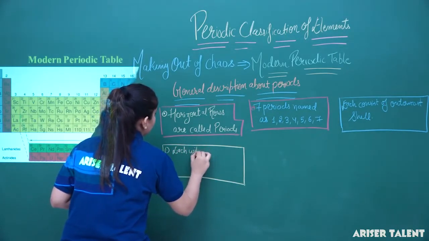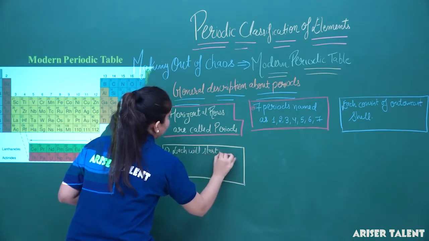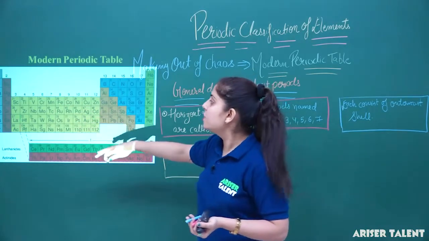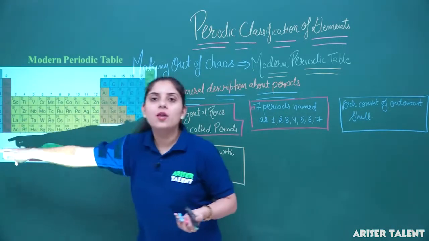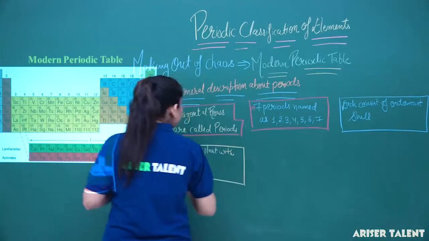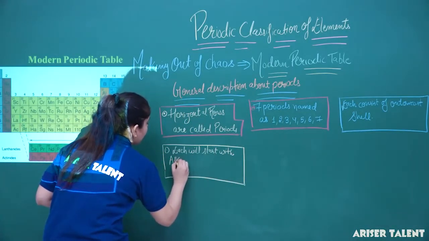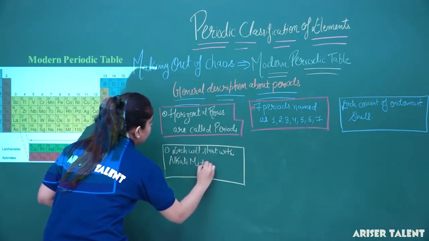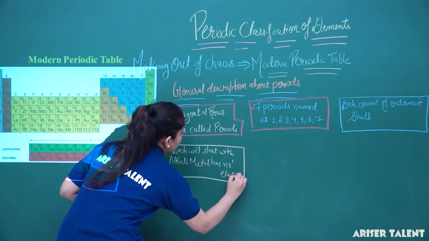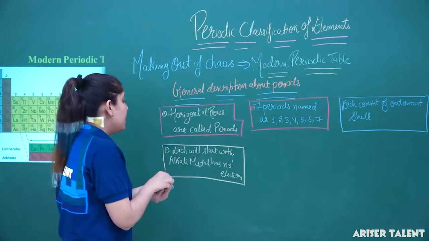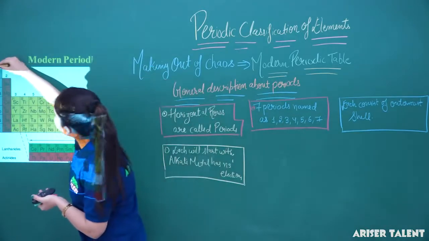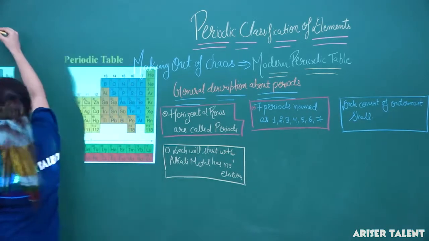The next point we are considering here: each will start with, each meaning each period is going to start with, alkali metals. You can see that the first group present here is known as the alkali metals, because these have a property of forming bases easily. So each will start with an alkali metal having ns1 electrons. This is the next characteristic of the period. You can see this table is starting from alkali metals.